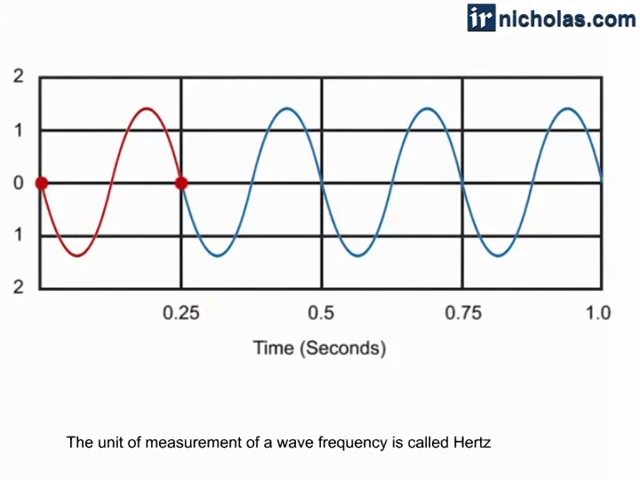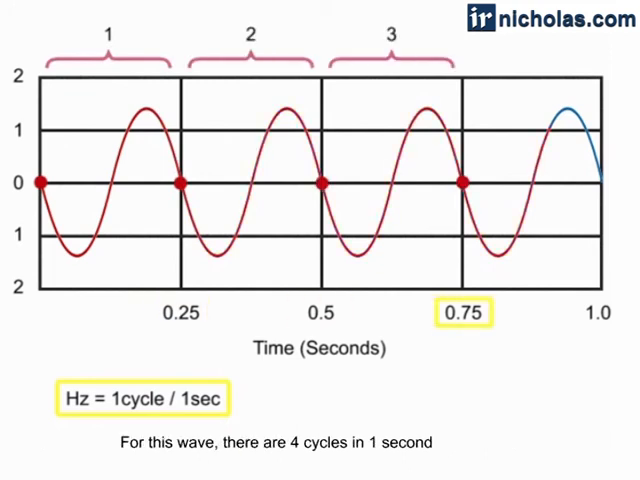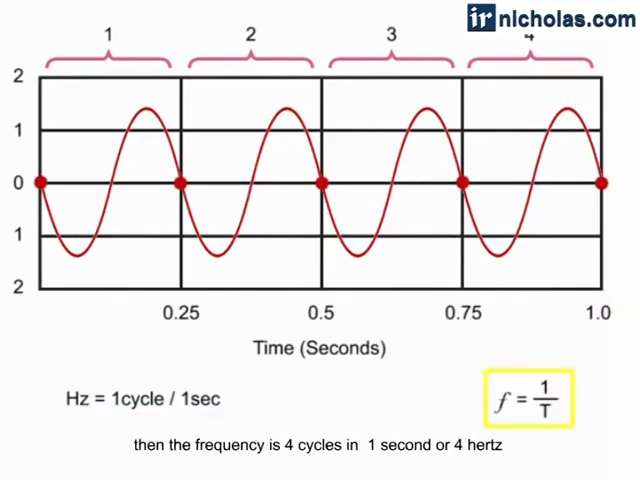The unit of measurement of wave frequency is called Hertz. A Hertz is equal to the number of wave cycles occurring in 1 second. For this wave, there are 4 cycles in 1 second. Given that frequency is 1/t, or period, then the frequency is 4 cycles in 1 second, or 4 Hertz.